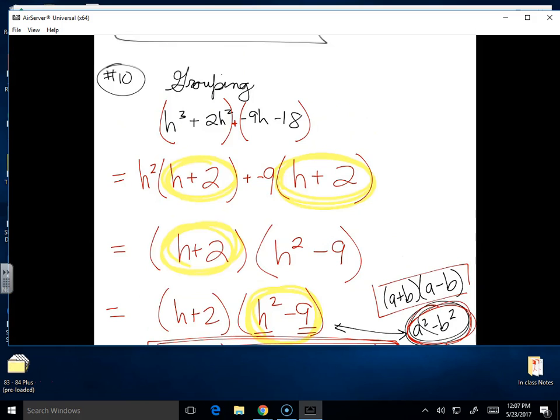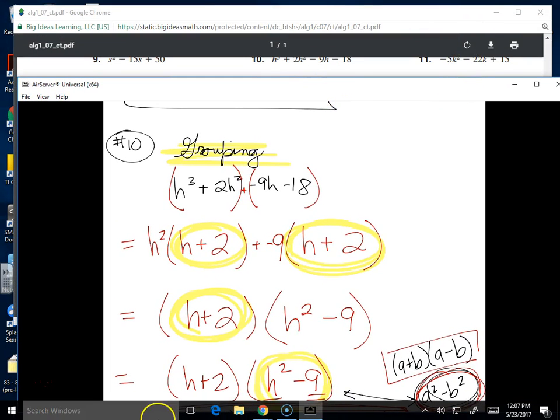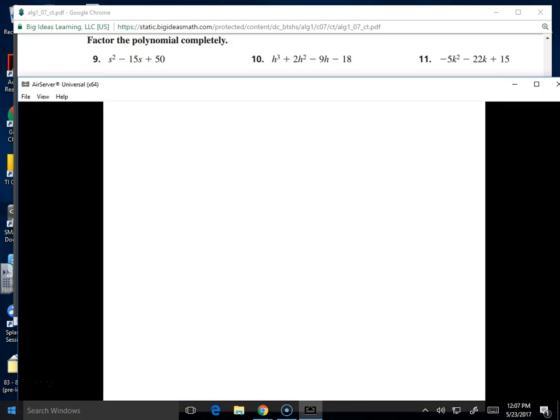But also, it talks about grouping. Guess what we need to know for number 11? Grouping. In order to use the X shortcut method, we need to use grouping. I'm going to add a new page on the iPad real quick because I'm running out of room. Let's look at number 11, the last question from chapter 7. We have the trinomial negative 5k squared minus 22k plus 15.